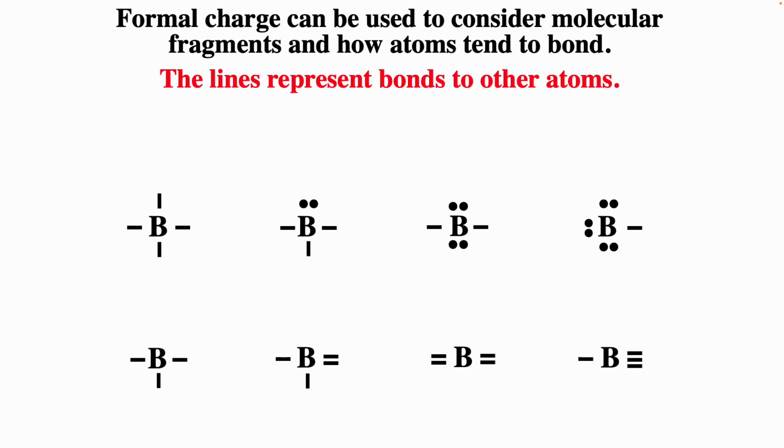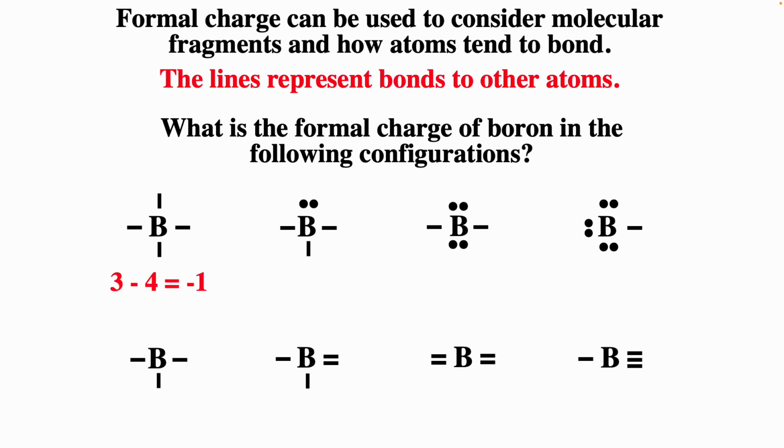Now it's kind of cool. Using the formal charge, we could actually determine what is the most stable local environment for an atom. So boron starts with 3 valence electrons. If it's surrounded by 4 single bonds, that would be 3 minus 4, which gives us a -1 formal charge. With 5 bonds, that would give us a -2. With 6, a -3, and with 7, a -4 formal charge.